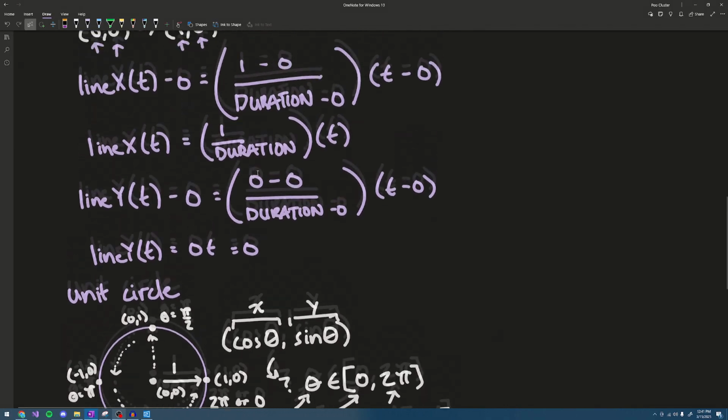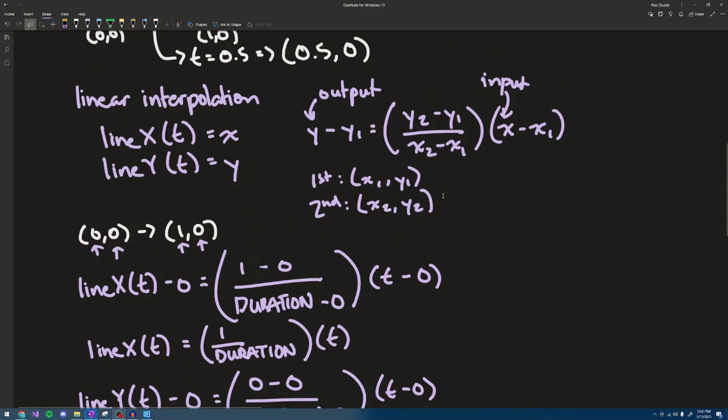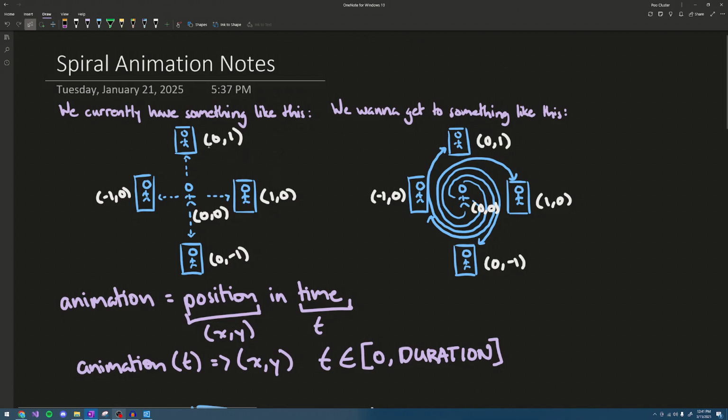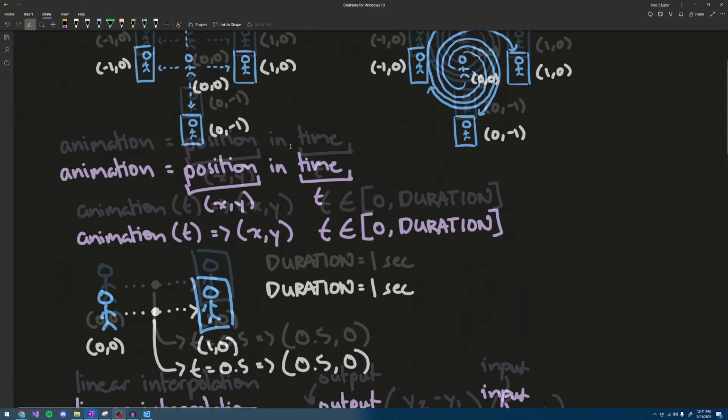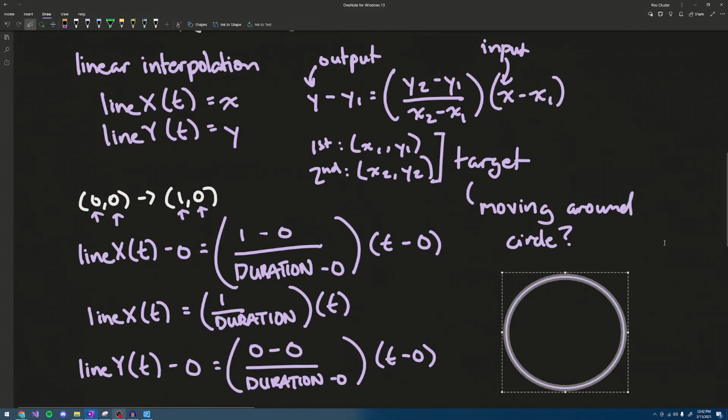If we take a look back at our linear interpolation, it requires 2 points here. These are the targets. Now, in our previous implementation, the targets were pre-designated. They were already defined to be 1, 0, 0, negative 1, negative 1, 0, and 0, 1. But what if these targets are moving around the circle? If it moves around the circle, that means we get an expansion where we not only go outward, but we also go circularly outward. I'll draw another circle here.